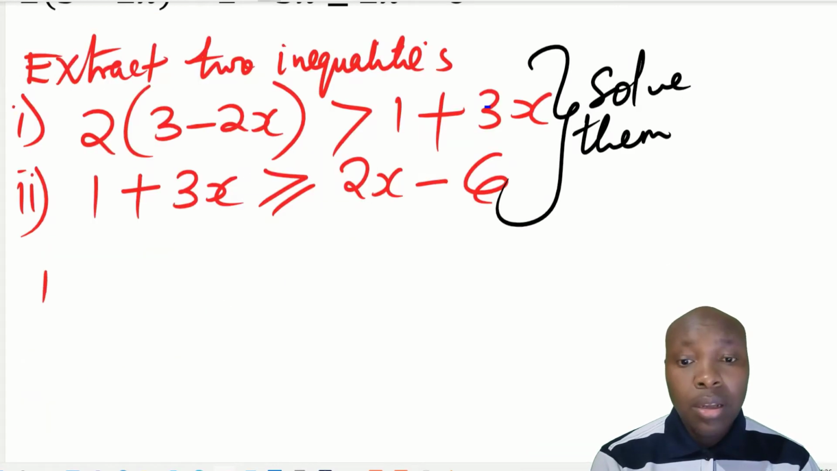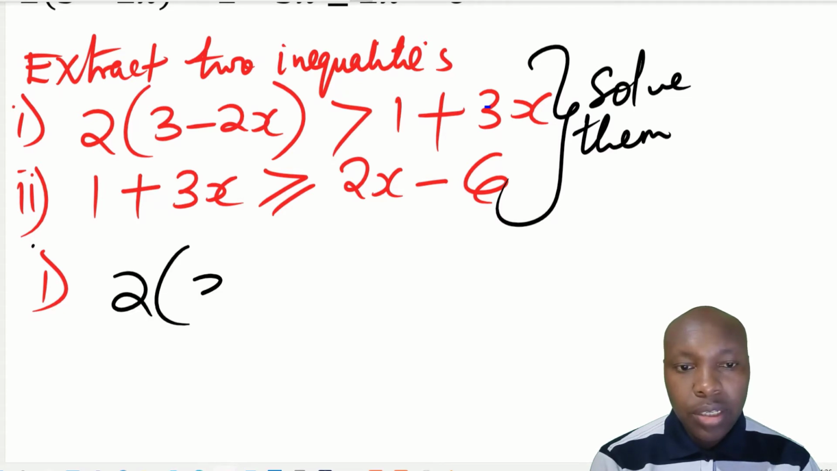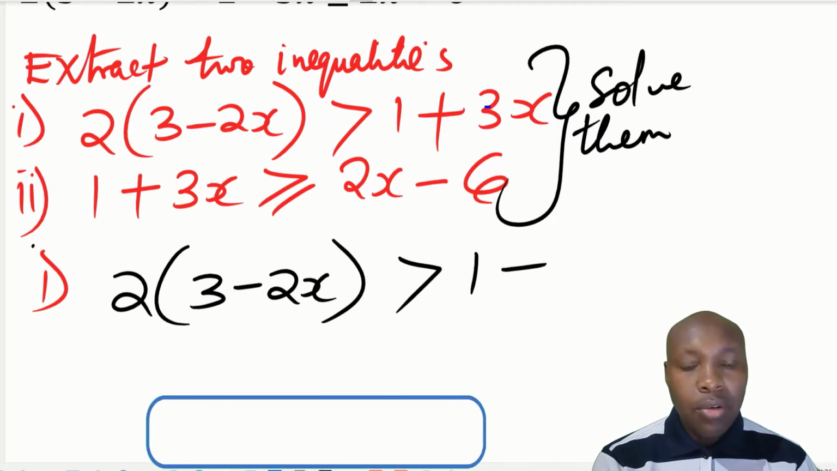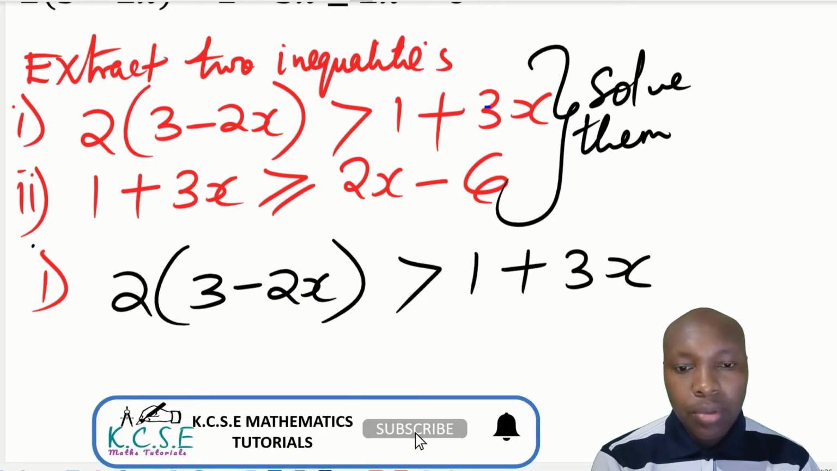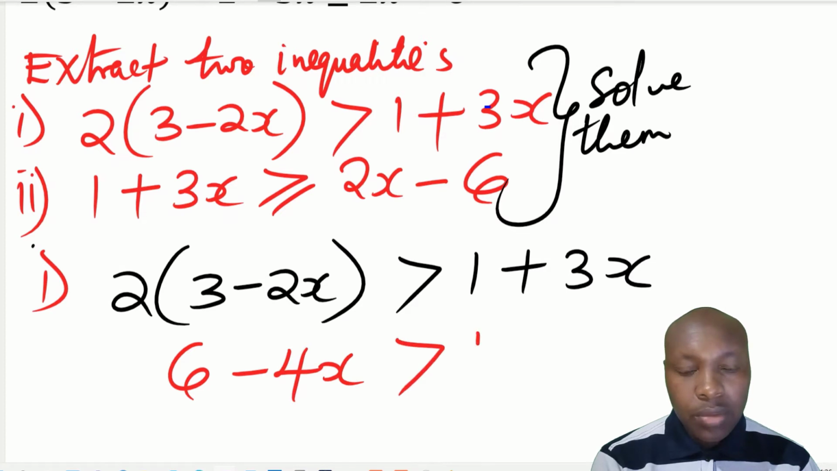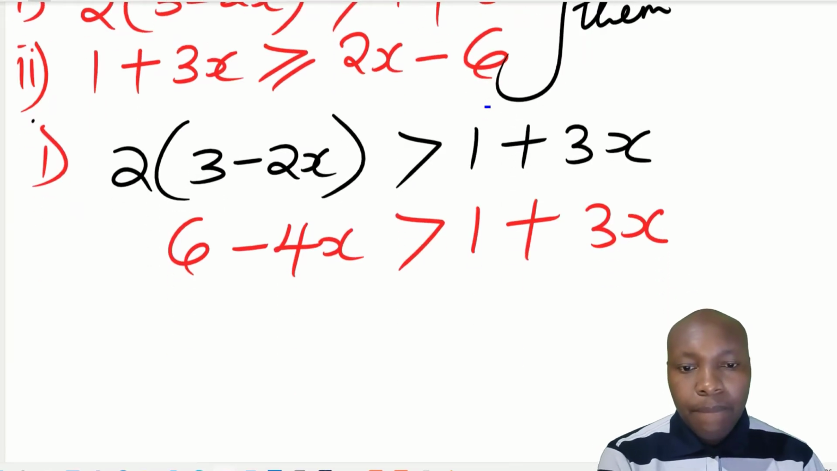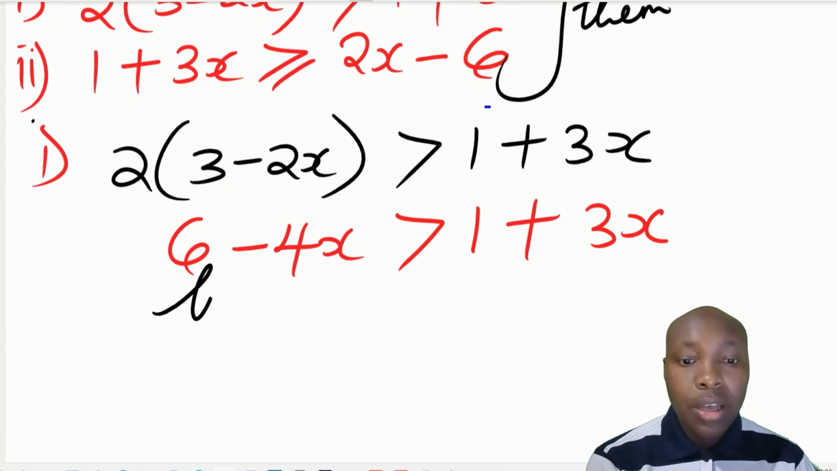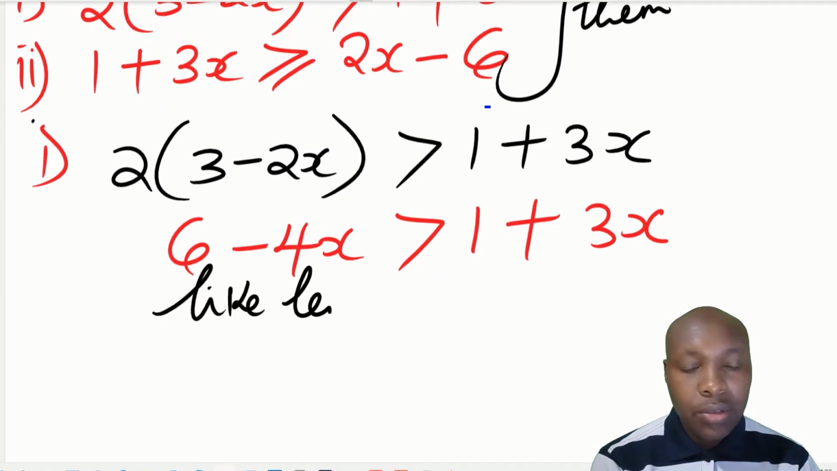So the first one, which is 2(3 minus 2x) is greater than 1 plus 3x, we begin by solving that. First, we open the brackets by multiplying everything in the bracket by 2, which will give 6 minus 4x is greater than 1 plus 3x. Then we put the like terms together, the x's together and the constants together.